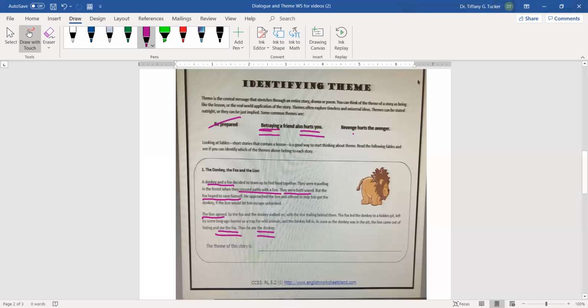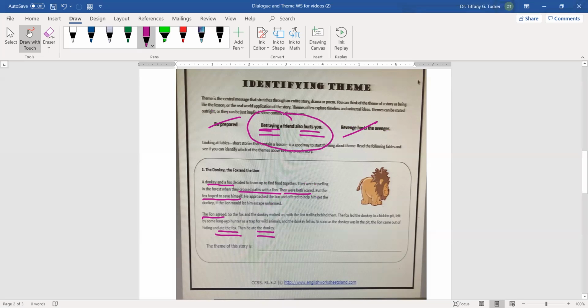But let's always look at our last answer choice just to make sure. The last one says, revenge hurts the avenger. Well, revenge is when you're trying to get back at somebody, right? We know that nothing in this story shows us an example of a character trying to get back at another character. So based on what we know and based on the text evidence, our best theme would be that betraying a friend also hurts you.